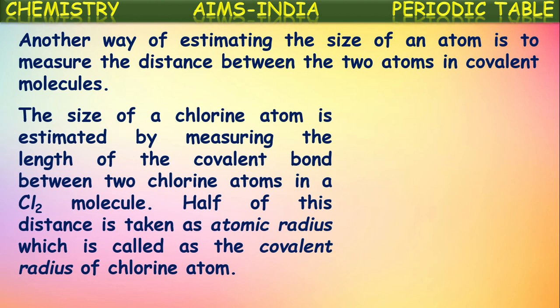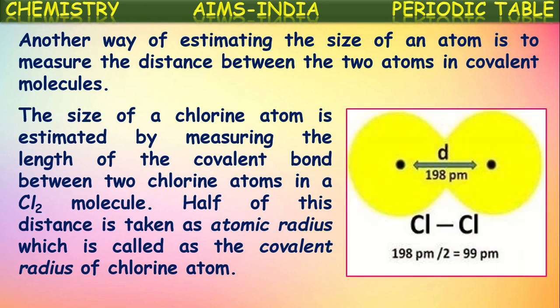For example, the size of a chlorine atom is estimated by measuring the length of the covalent bond between two chlorine atoms in a chlorine molecule. Suppose two chlorine atoms combine together to form a chlorine molecule through covalent bond formation. If the distance between these two chlorine atoms in this chlorine molecule is measured, half of this distance is taken as atomic radius, which is called the covalent radius of the chlorine atom.